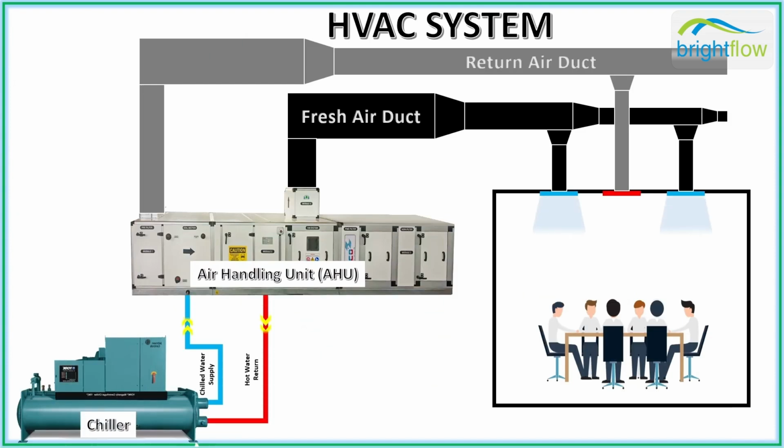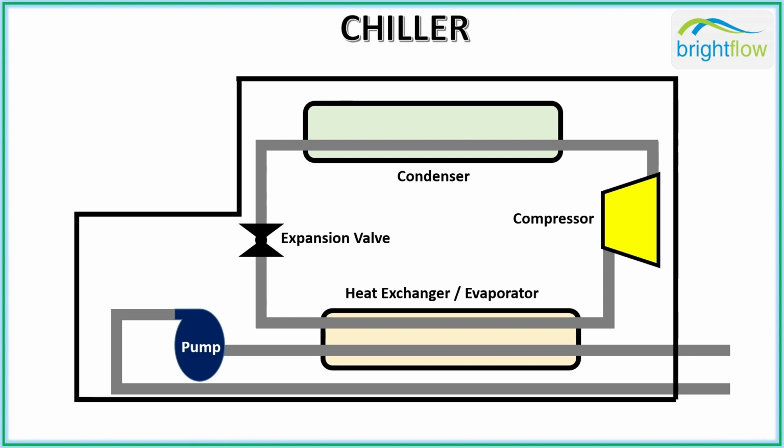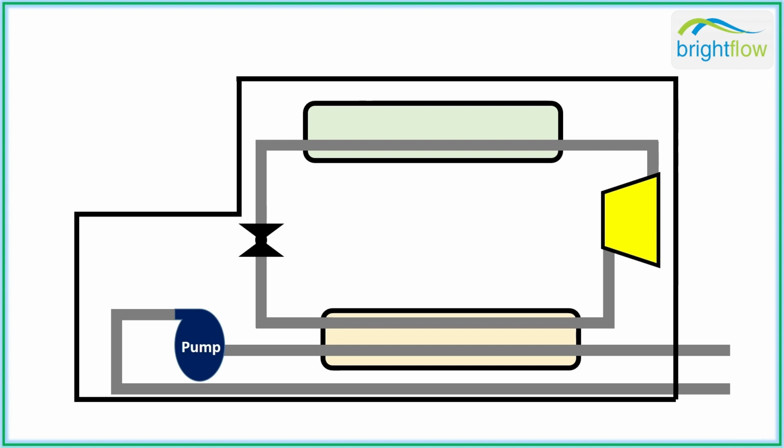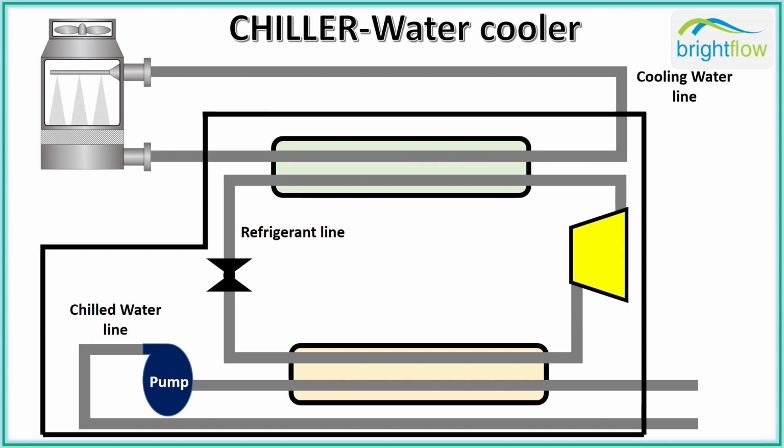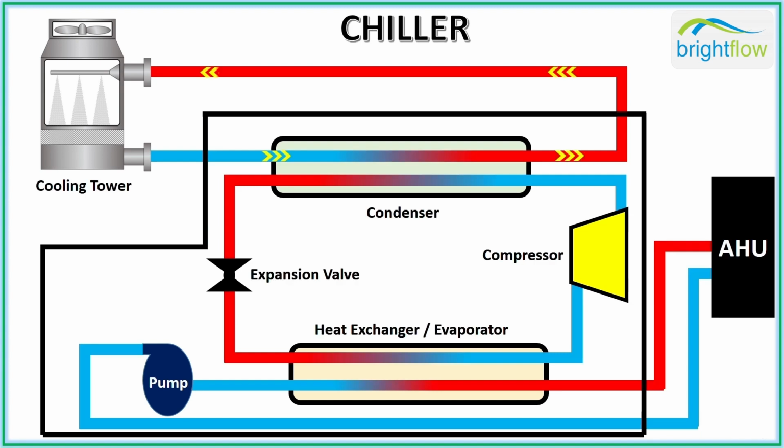In an air-cooled chiller, the refrigerant flowing through the condenser is cooled by atmospheric air. In case of a water-cooled chiller, the refrigerant is cooled with the help of cooling water from the cooling tower. During operation, the cooling water flows from the cooling tower to cool the refrigerant at the condenser and circulates back to the cooling tower. The refrigerant in the refrigerant line is compressed by the compressor and sent to the condenser at high pressure.